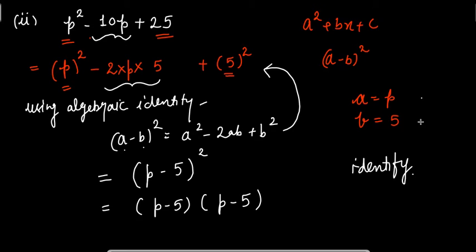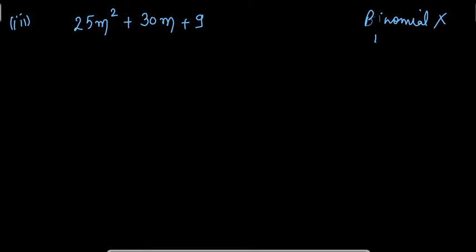Okay, let's move to the third part of the question. Okay, so the third part is 25m square plus 30m plus 9. Now again you see, it is not a binomial, so we cannot take anything common. Now the equation is not having 4 terms, so I cannot do regrouping and rearrangement.